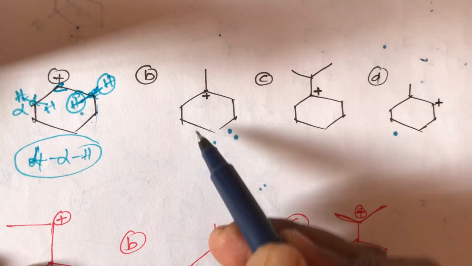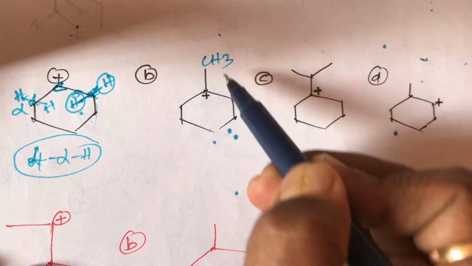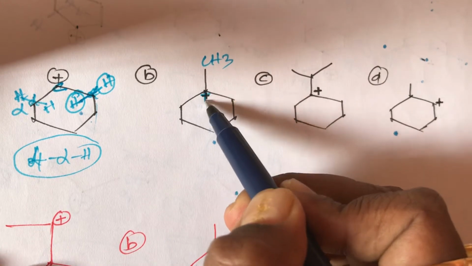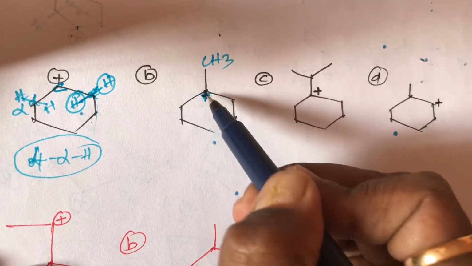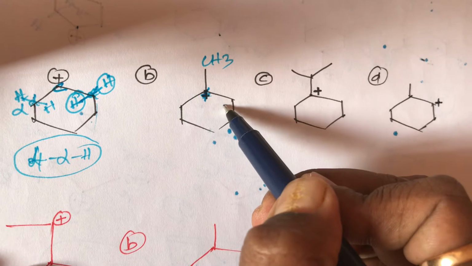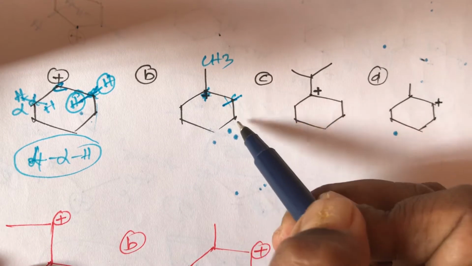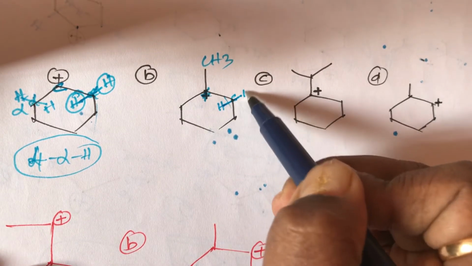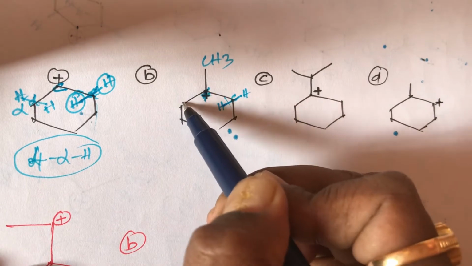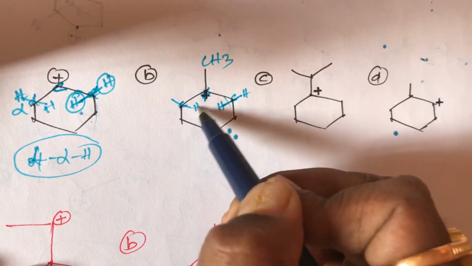What about this second structure? This has CH3 groups, and this is a tertiary carbocation. The next carbon is an alpha carbon. This carbon already has two bonds, so the remaining two hydrogens are here, and on the left side two as well.